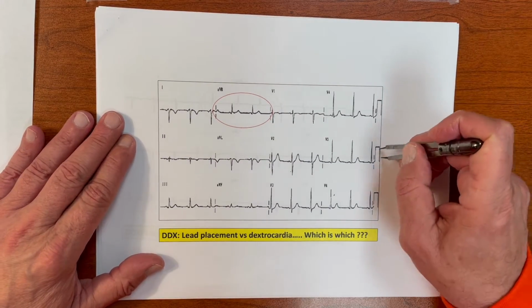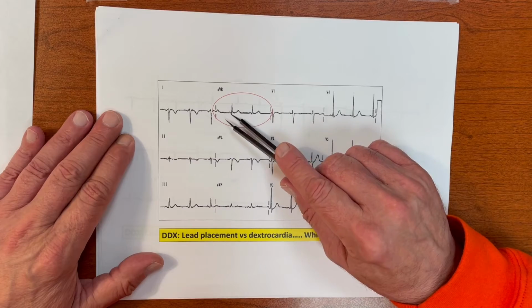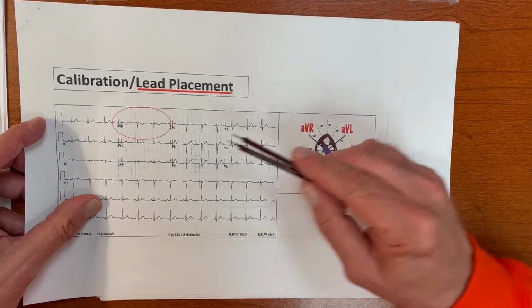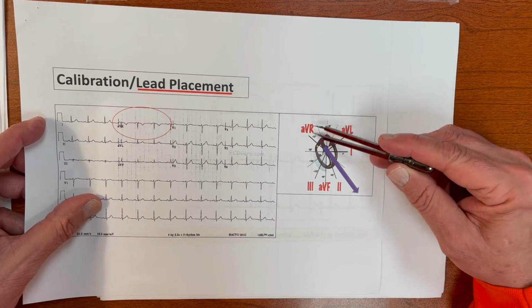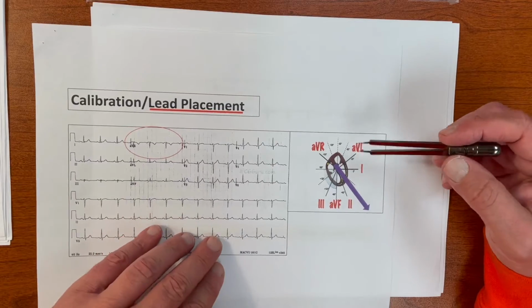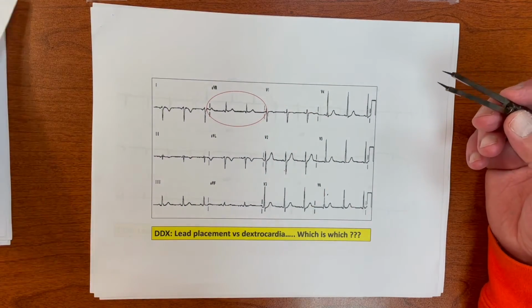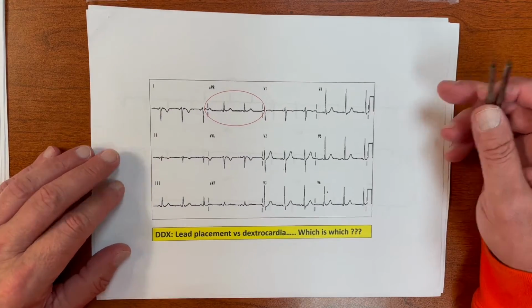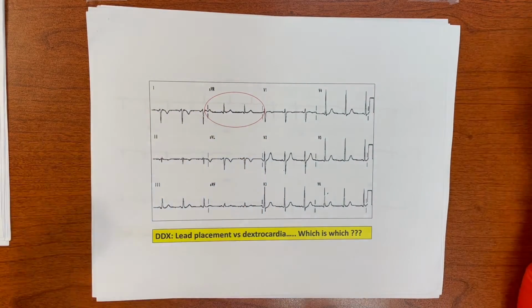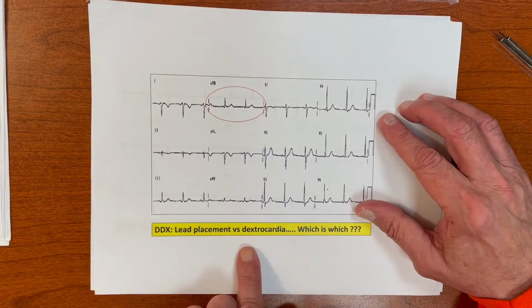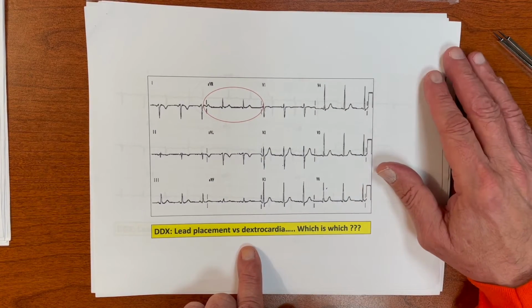It looks good. But I go to AVR, and I know that everything should be down, down, down, right? Because you're going away from AVR. Instead, now in AVR, everything is up, up, up, meaning what? Meaning the leads could be misplaced, or I have dextrocardia. So you see, this is how the method works. Just doing a simple screen on this EKG, we've come up with an abnormality, and we've already generated a differential.